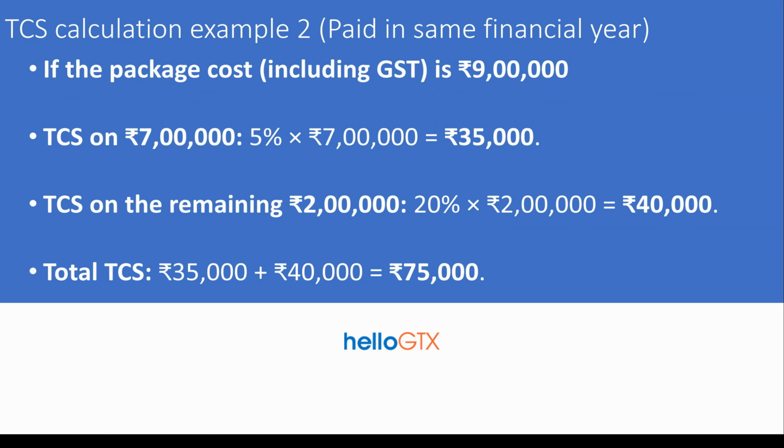Let's understand the TCS calculation. If paid in the financial year and amount is more than 7 lakh, that is 9 lakh. So now TCS is applied on 7 lakh, 5%, 35,000, remaining 2 lakh, 20%, so 40,000. So you have to collect 75,000 as the TCS against the particular PAN card and have to deposit it to the government and provide the TCS certificate, tax collection certificate, to the traveler.